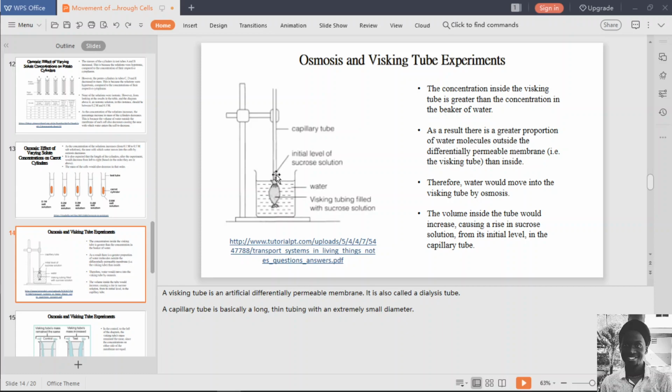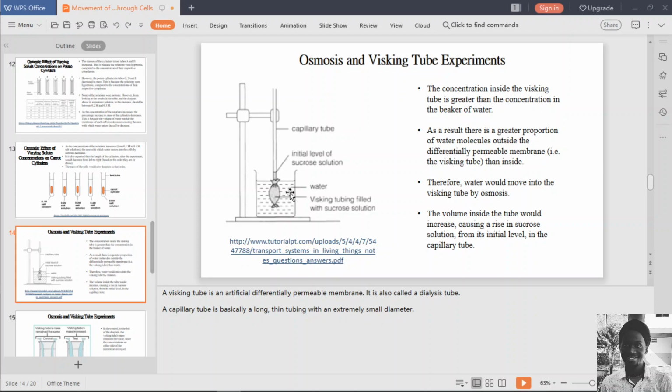So inside the whisking tube we have sucrose solution. Okay, we have sucrose in solution. Here we have pure water. So the solid concentration inside here is higher than outside here. So outside you have more water molecules, right? The concentration of water outside is higher than the concentration of water inside.